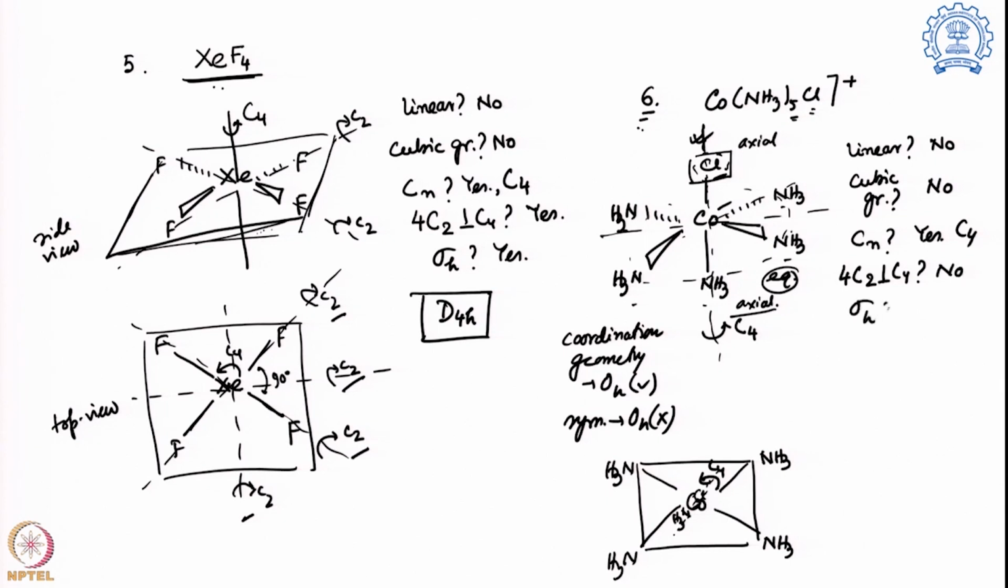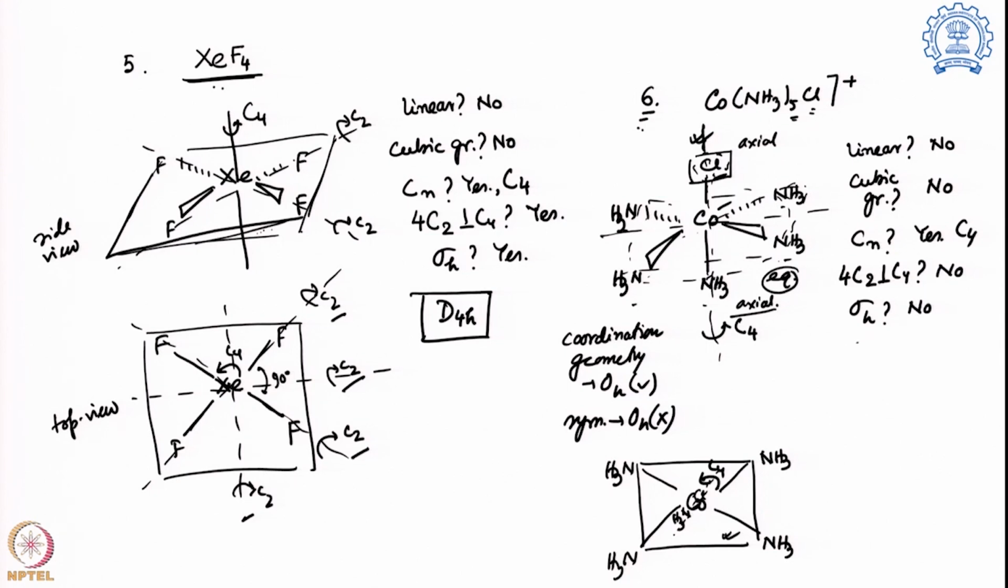Then the next question, does it have any sigma H? Sigma H again will be the equatorial plane, because that is the only plane perpendicular to that C4. All the ammonia in the equatorial plane and cobalt are going to be as they are if I do a sigma operation around this particular plane, but this chloride and ammonia will exchange places, and again it is breaking the symmetry. So, you can say there is no sigma H.